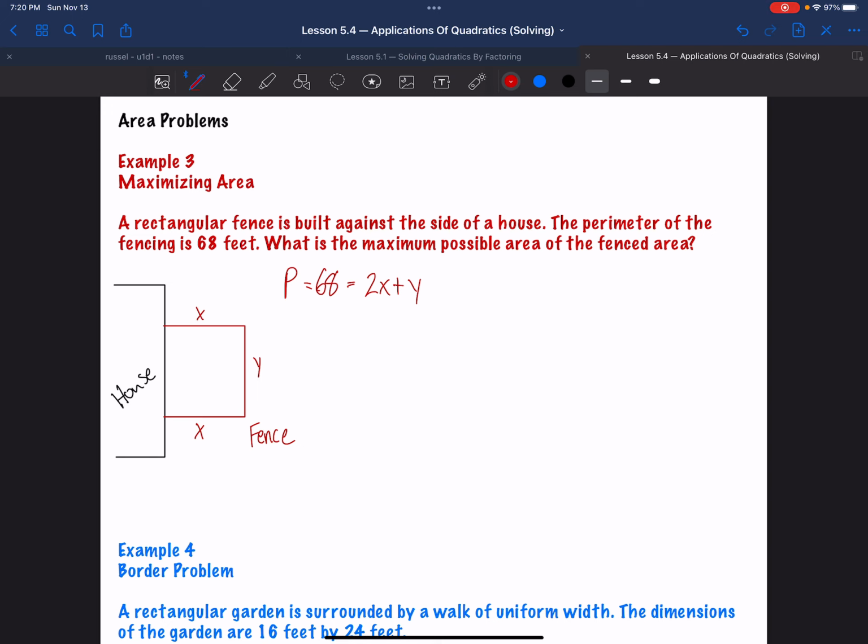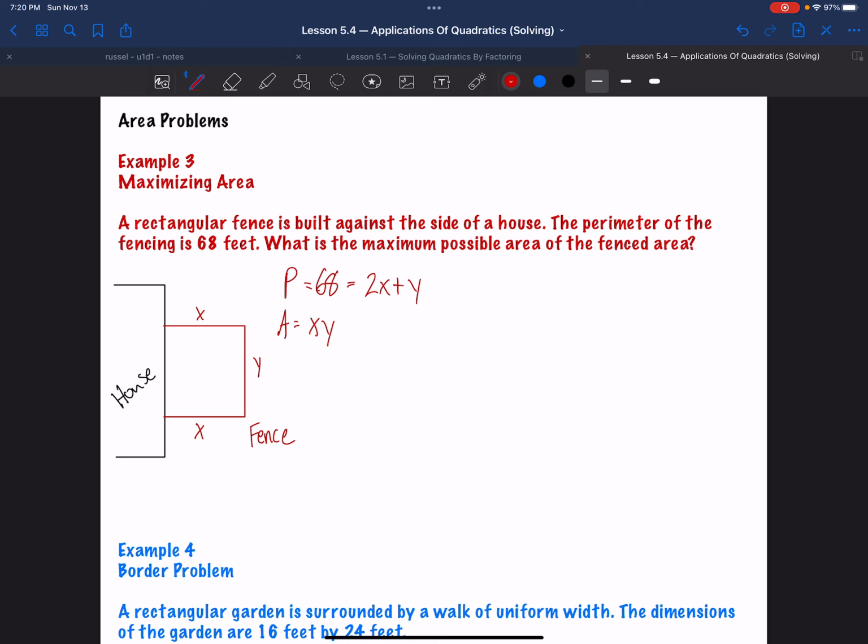So that's my perimeter. Now I want to set up an equation for area because I'm trying to maximize area. Of course, area is just length times width, so my length is x, my width is y. It's going to be x times y. Now, you might notice here, this is a system. This is a system of a quadratic and linear. Isn't that interesting? Well, actually, maybe I've misspoken. It's not exactly a quadratic and linear yet. You could call the first one linear. I'm not sure about the other one, though.